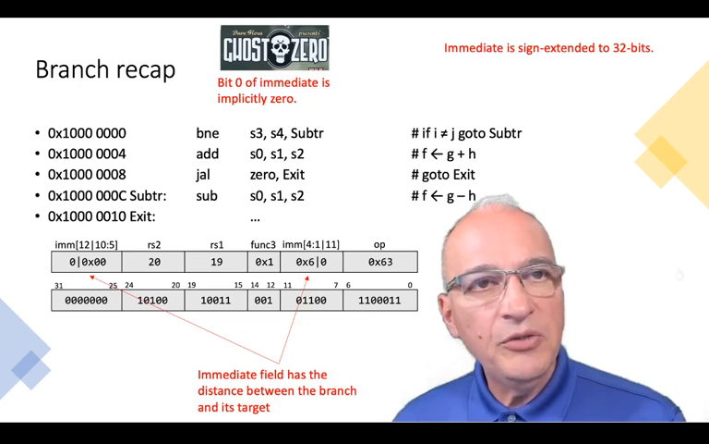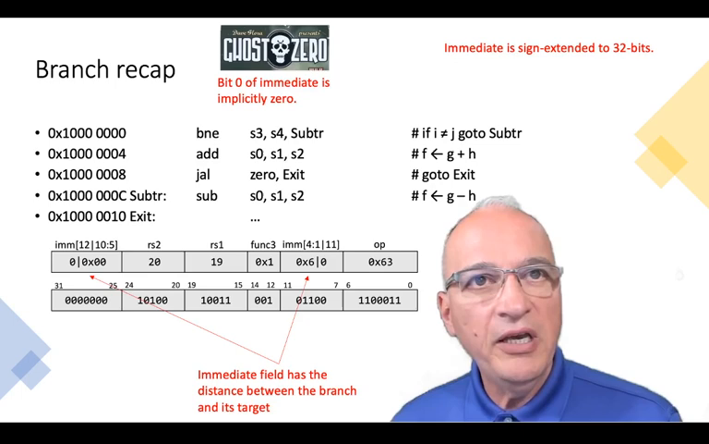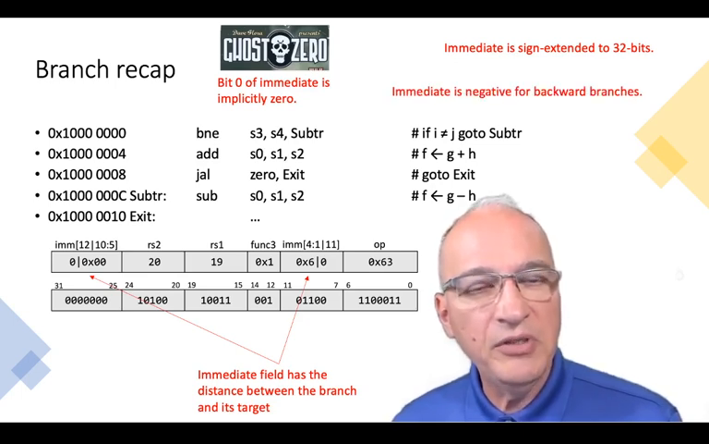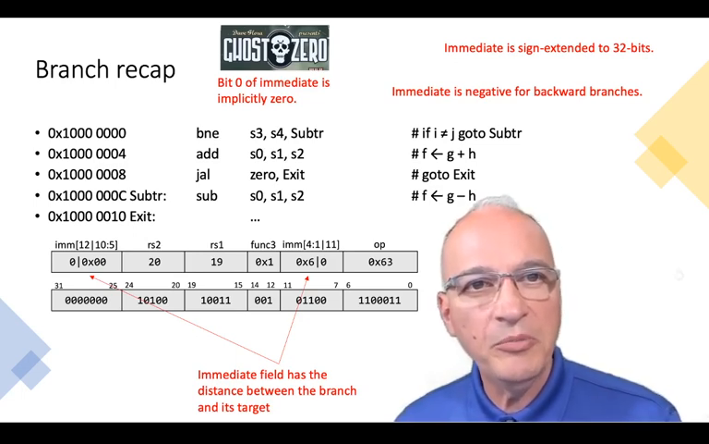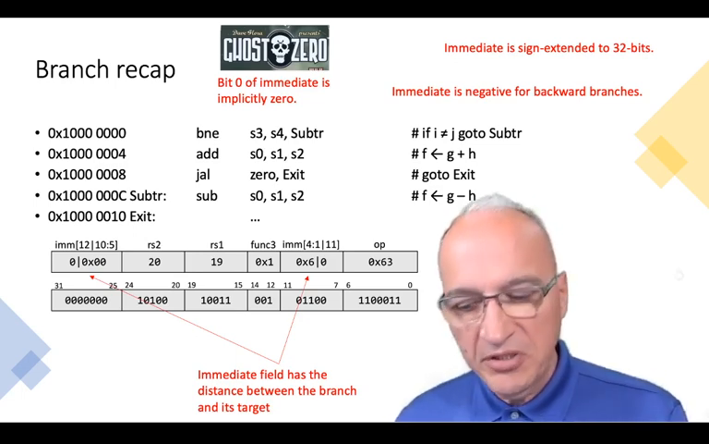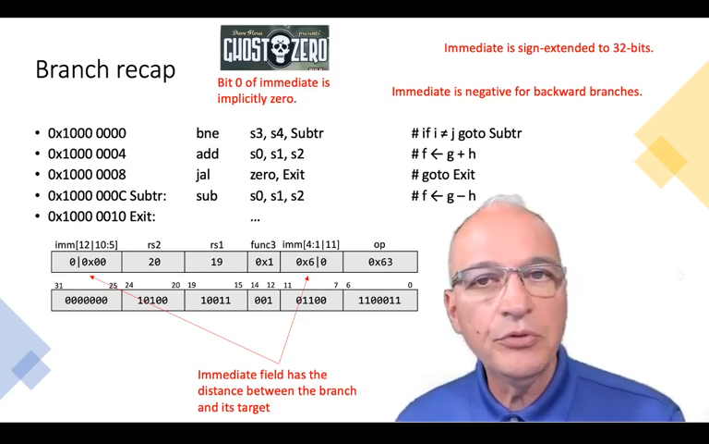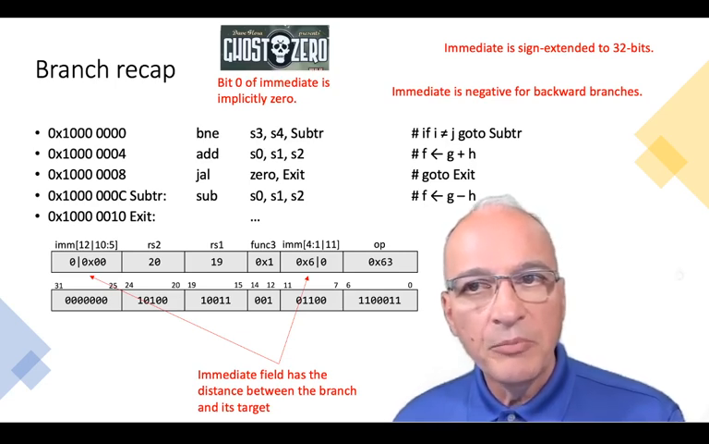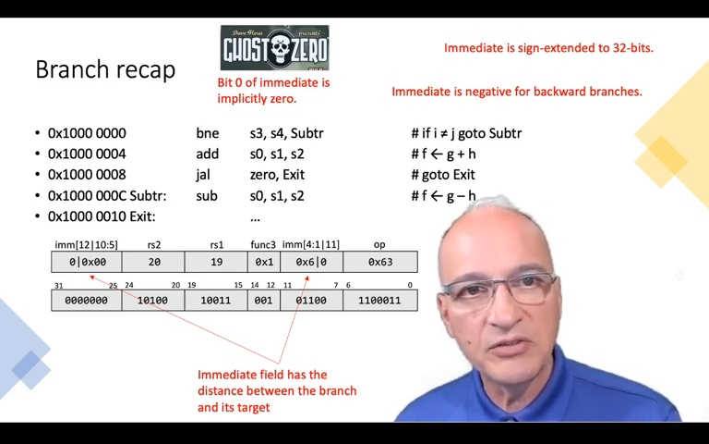The immediate value is sign extended to 32 bits. Therefore, it could be negative. And if I have a negative immediate value, it means that this is a backward branch, a branch to an address that appears in the program before the branch. Backward branches are very useful to create loops in the program, because when you have a loop, you have to go back to a place that you have been before, so you do a backward transfer of control in your program. In the next part of this lecture, we're going to learn about the jump and link instruction.